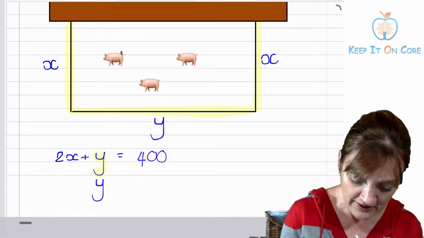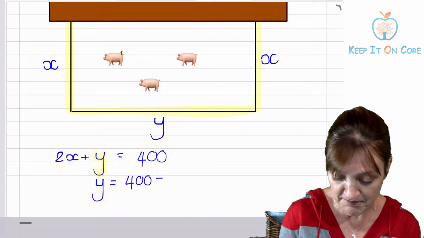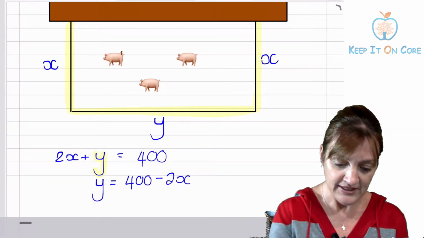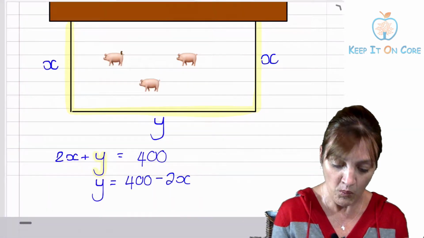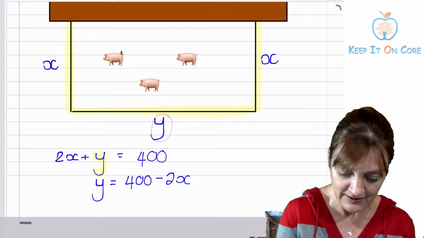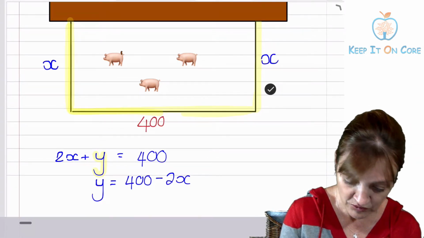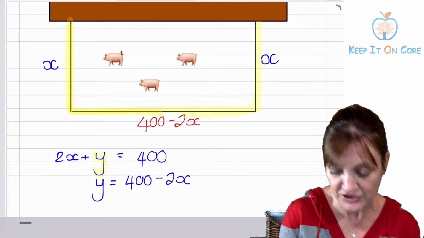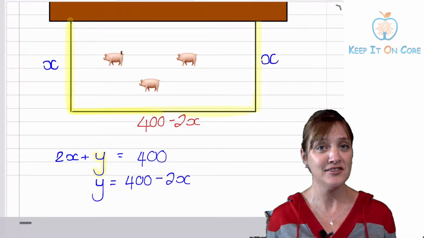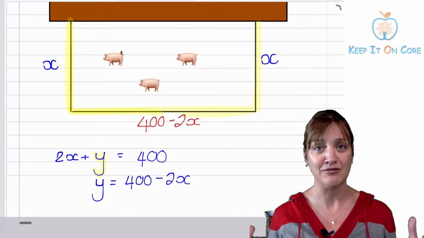If I were to get y on its own, I would do it by saying 400 minus 2x. So can you see now what I've done? Instead of having a y, I'm going to take y away and replace it with 400 minus 2x. Can you see now we're not dealing with a problem of having two different variables anymore? Now we're just working in terms of x. So now it should be pretty straightforward from here.